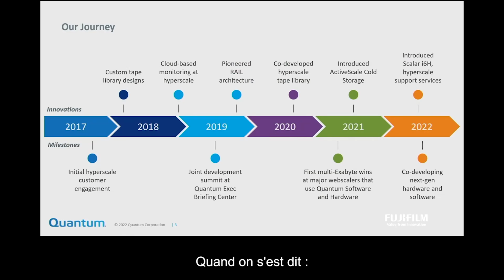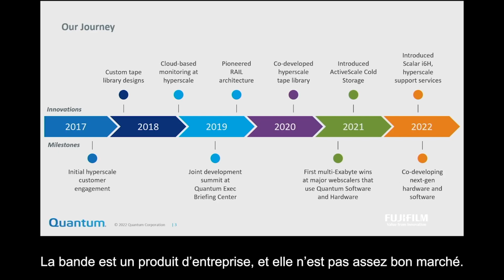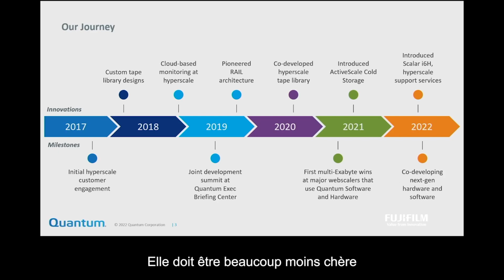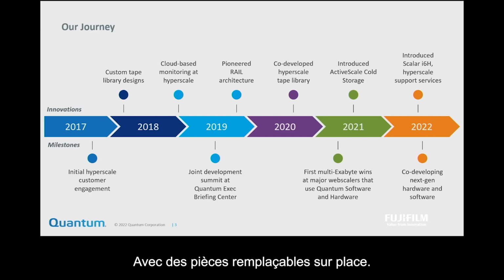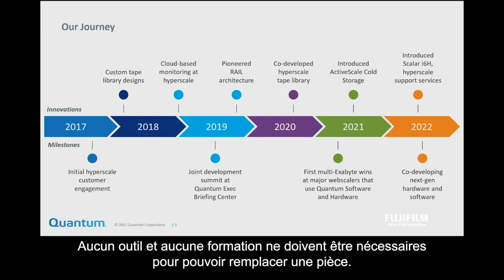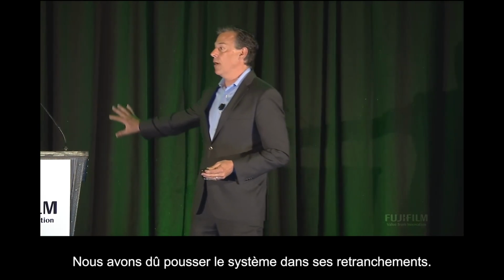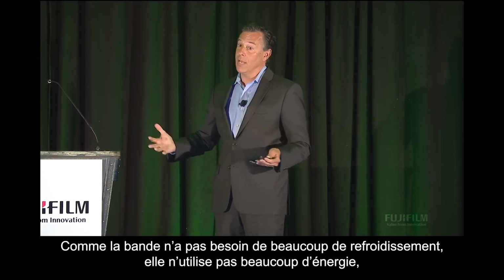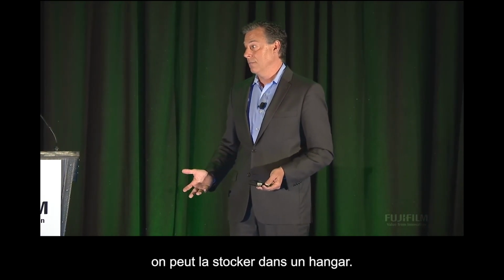The innovation started happening with, okay, if we need to totally change the vector on cost, right? Tape in an enterprise tape product is not cheap enough. It's got to get drastically cheaper, and we've got to be able to service it with like 3 to 4 FRUs and CRUs, field replaceable parts. They've got to have no tools, no training. You can replace the part. And we had to get to where we could just shove the system into a corner, because tape doesn't need much cooling, doesn't use much power, you can stick it in a shed, right?